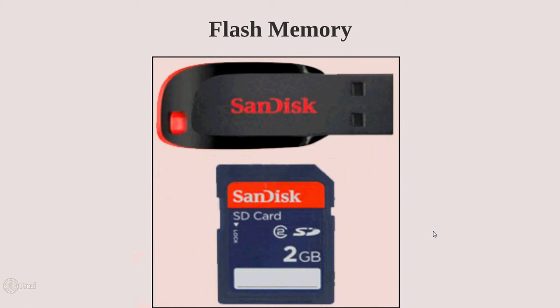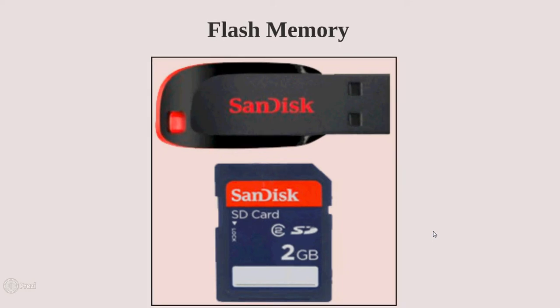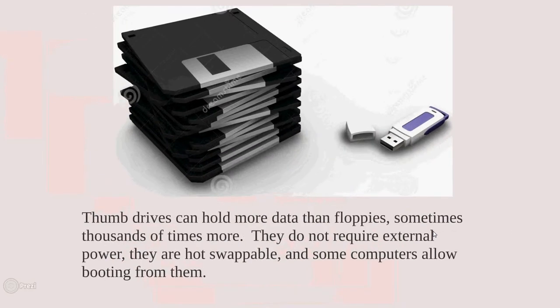More modern removable media, flash memory, comes in 2 types. They are the USB thumb drive or flash stick or whatever you happen to call it, and the flash card or memory card. The thumb drive can hold more data than floppies, sometimes thousands of times more data. They do not require external power. They are hot swappable, and some computers actually allow you to boot from them.